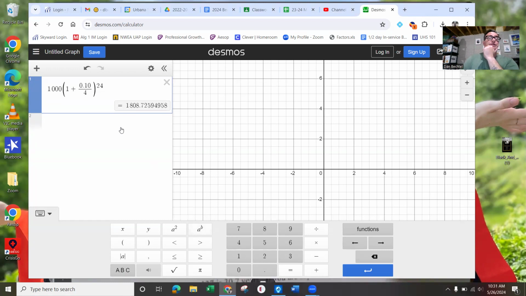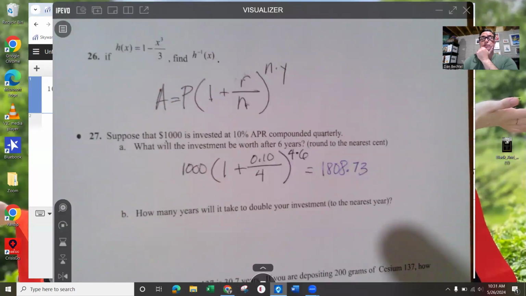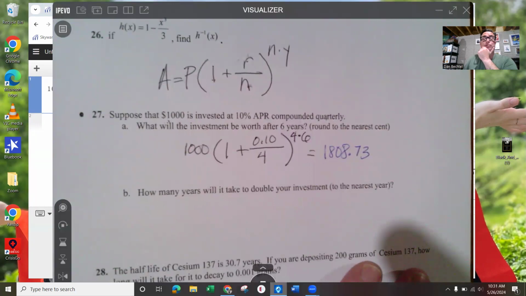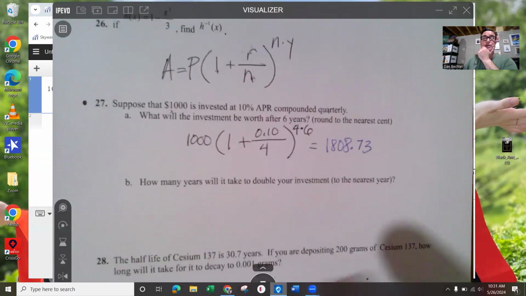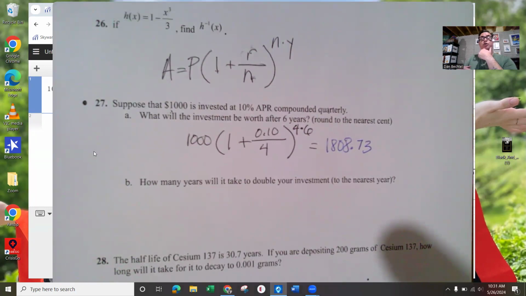$1,808.73. Because if you look at something like this, you'll note that the 5 that's next to it means the 2 goes up to the next nearest cent. So that's what we have here for the nearest cent. Now, the last part of it asks, how much time would it take to double your investment to the nearest year? These are really great problems because essentially what you're going to be doing is plugging them into a logarithmic sort of equation. So let me show you what we're doing.